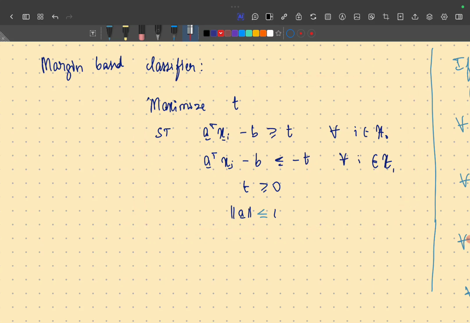Maximize t subject to the constraint that A transpose xi minus b is greater than or equal to t for all points labeled 0. A transpose xi minus b is less than or equal to minus t for all points labeled 1. I have this constraint that the norm of A should be less than or equal to 1. So why is that even a constraint? If norm of A is greater than 1, then this is not a lower bound on the margin, right?